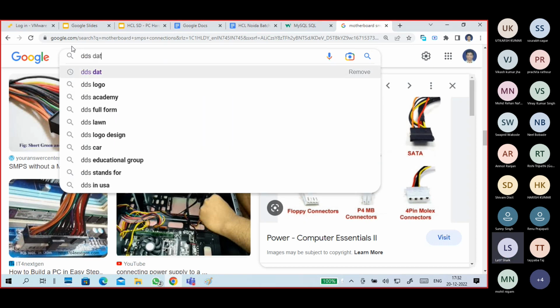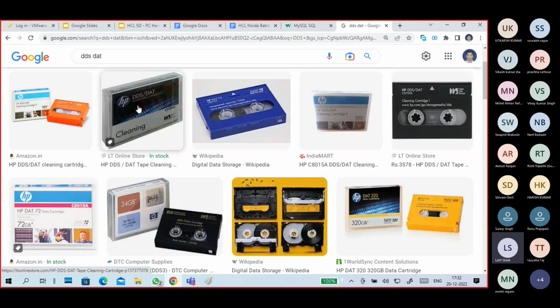These are called DDS or DATs. They are used to store data in a cheaper way. It is not like our hard disk or CD-ROM; we cannot access a single file from it. So we use these tape drives for backup. Even in the cloud, if you have data and you ask the cloud provider for a backup solution, they will suggest a tape drive backup.